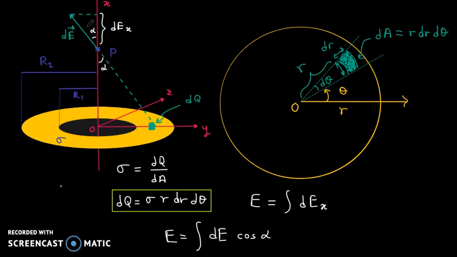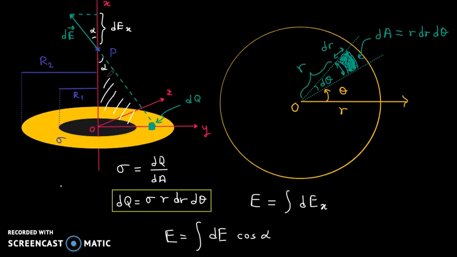Let's focus on the triangle formed by point P, the origin, and the point charge dq. In other words, this triangle right here. I can use this to come up with an expression for cosine alpha. The adjacent side for alpha is the segment from point P to the origin, and that's basically x. That's the x coordinate of point P. And the hypotenuse of this triangle is the distance between point P and dq, right?